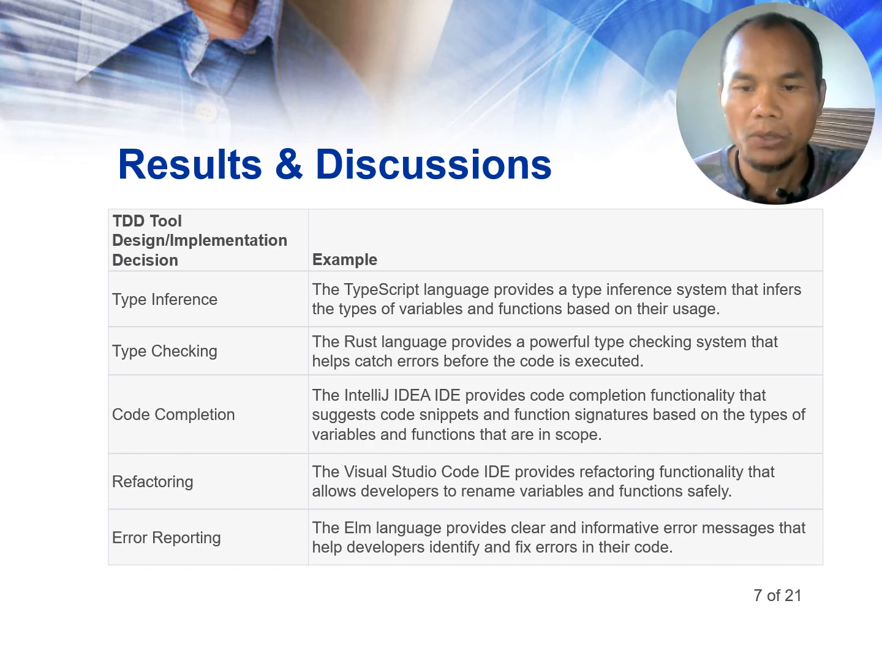And then we have refactoring. The Visual Studio Code IDE provides refactoring functionality that allows developers to rename variables and functions safely. And lastly, error reporting. The Elm language provides clear and informative error messages that help developers identify and fix errors in their code. So let me give you an example of each of those TDD tools.